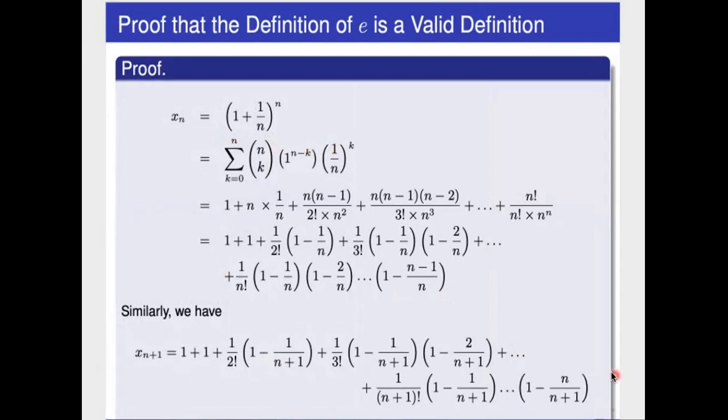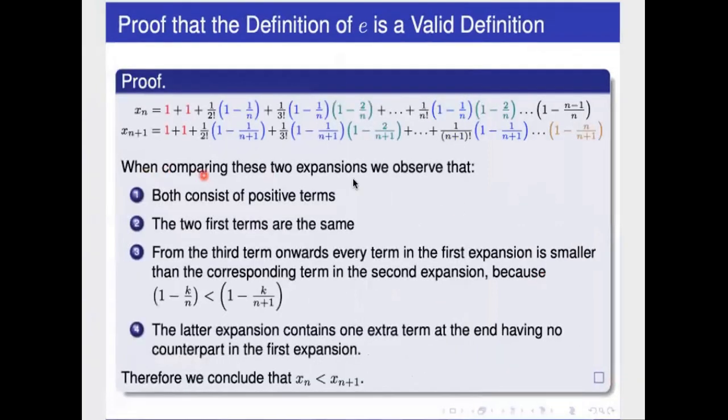When comparing these two expansions, we observe that both consist of positive terms. The two first terms are the same. From the third term onwards, every term in the first expansion is smaller than the corresponding term in the second expansion because 1 minus k over n is less than 1 minus k over n plus 1. The latter expansion contains one extra term at the end having no counterpart in the first expansion.